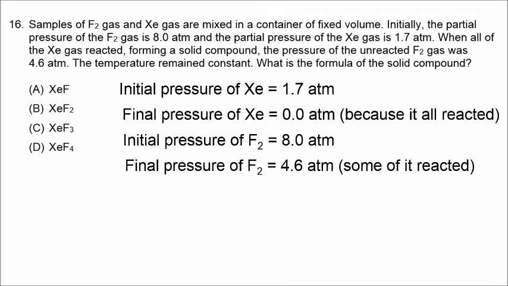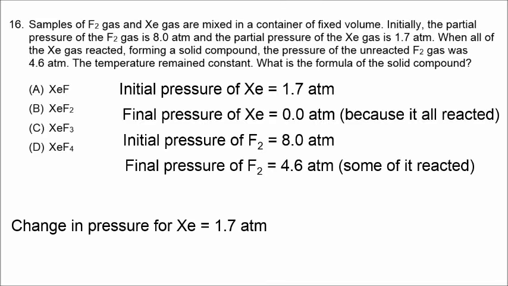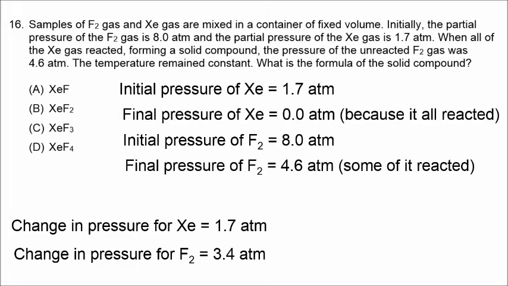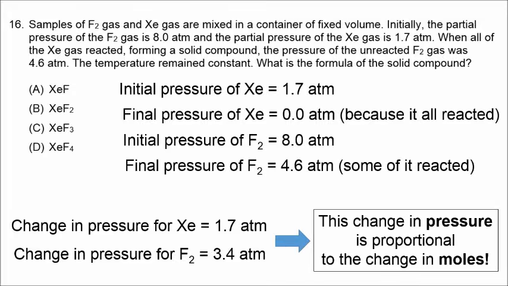What's the change in the pressure of xenon? It's 1.7. What's the change in pressure for fluorine? Well, 8 minus 4.6 is 3.4. Now look at that. The change in pressure for xenon is exactly half as much as the change in pressure for fluorine. So the amount of fluorine that reacted is twice as much as the amount of xenon that reacted. These pressure ratios are proportional to the mole ratios.